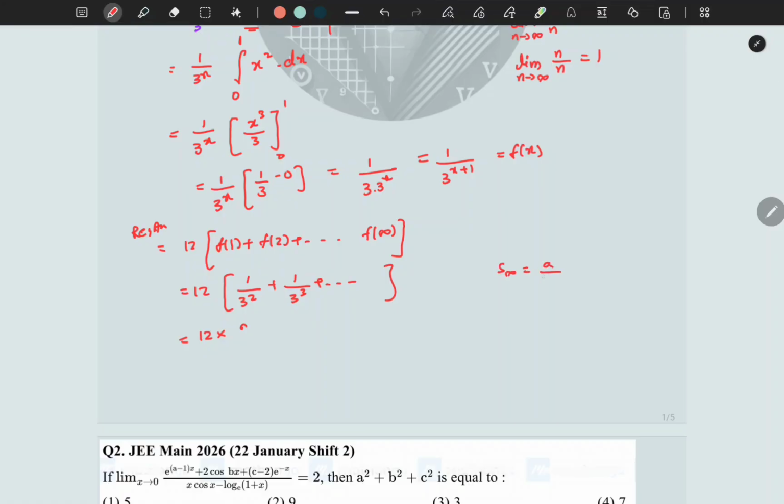Sum of infinite terms in a GP is a by 1 minus r, when mod r is less than 1. Of course, here r is 1 by 3 and a is 1 by 3 square. r is less than 1, so we can use this formula. What is that? First term is 1 by 3 square, and the common ratio is 1 by 3.